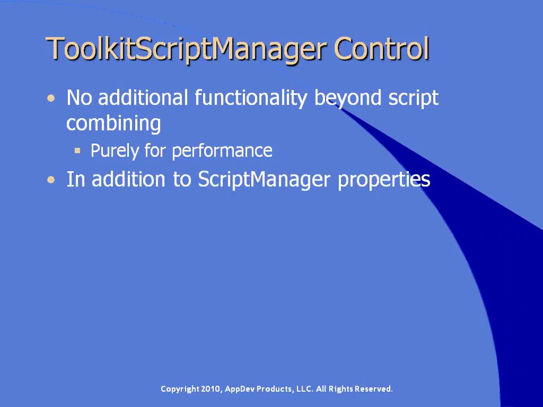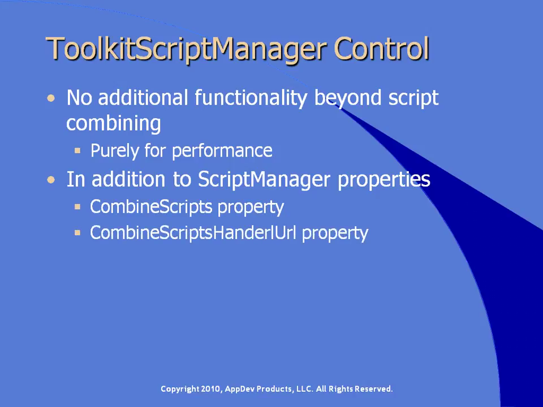In addition to the properties that derive from Script Manager, the Toolkit Script Manager control adds two properties, specifically Combined Scripts and Combined Scripts Handler URL. Combined Scripts is a Boolean value that notifies the Toolkit Script Manager whether it should try to combine the scripts. The Combined Scripts Handler URL is optional, but it's important because it eliminates the normal overhead of the page lifecycle associated with ASP.NET pages. So let's take a look at how this control works.